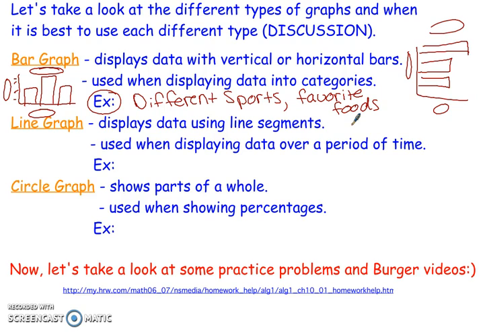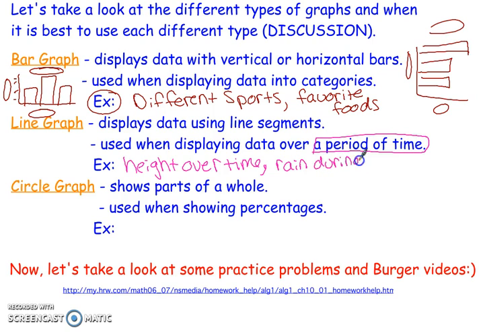A line graph displays data using line segments. It is used when displaying data over a period of time. So you might say your height over time. You might say how much rain during the day. Another thing might be temperature during the day.